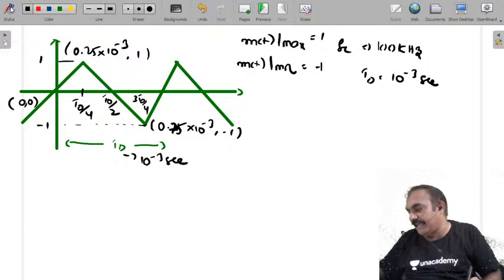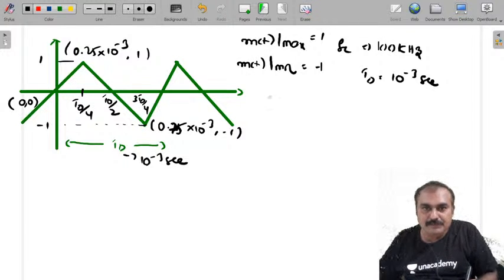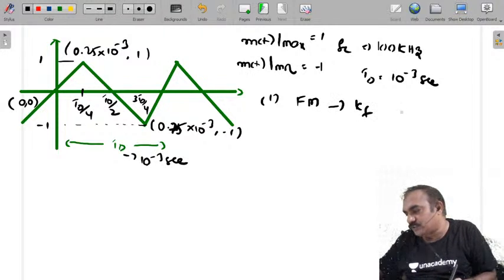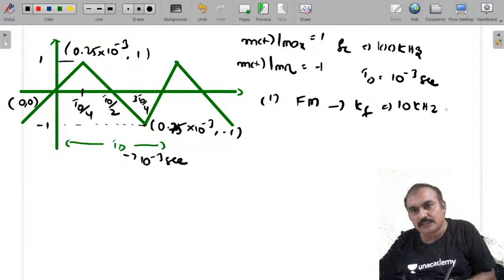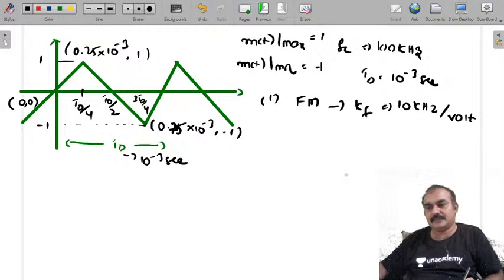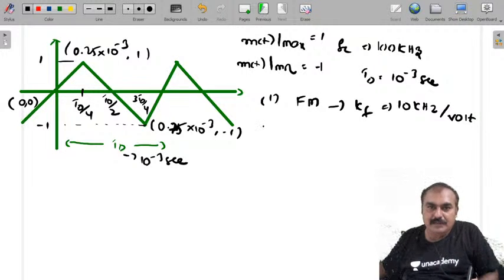The maximum and minimum values of the instantaneous frequency for FM. Maximum and minimum instantaneous frequency for FM. He is asking the maximum and minimum. He has given the Kf value, how much? Kf equal to 10 kHz/volt. He has given it himself. Understood? Therefore maximum, so Fi of max.